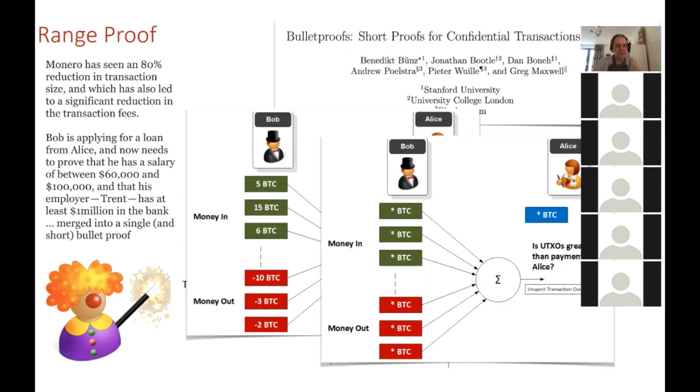So as I said, we can use it in salary checking. He needs to check that he has between 60k and 100k from his employer, and that he has at least £1 million in his bank. Say we could merge that into a single bulletproof and then give that to our bank so that they can actually prove that he has at least £1 million and his salary range is between £60,000 and £100,000 as a cryptographic proof.